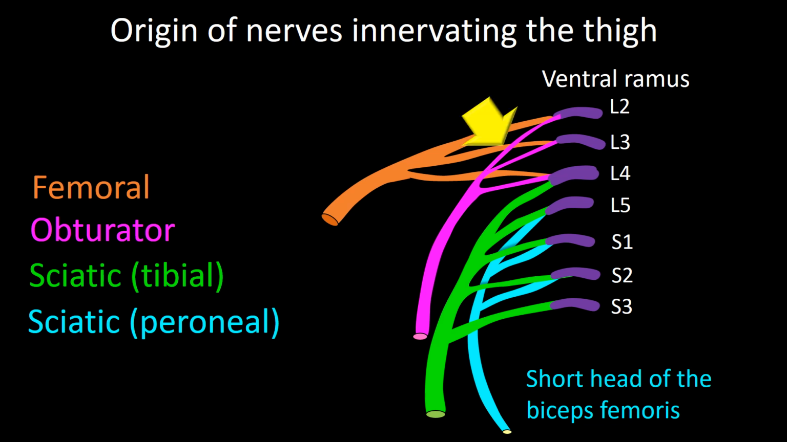From the anterior divisions, the obturator nerve, which innervates muscles in the posterior muscle compartment of the thigh. From the lumbosacral plexus, we also have anterior divisions from which arise the tibial fibers to the sciatic nerve, which innervate muscles in the posterior muscle compartment of the thigh. And from the posterior division, the only muscle of the thigh innervated by the peroneal nerve, the short head of the biceps femoris.